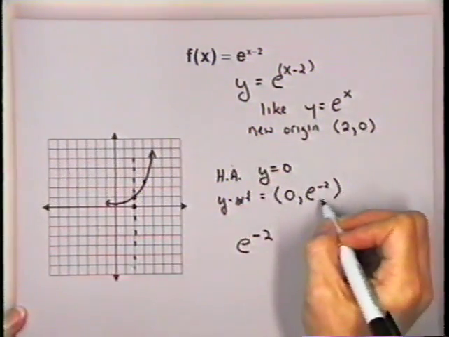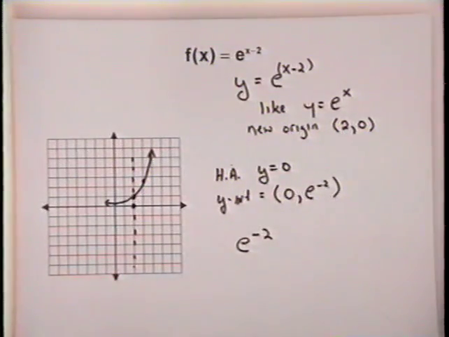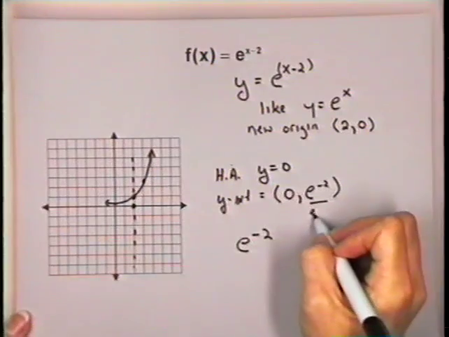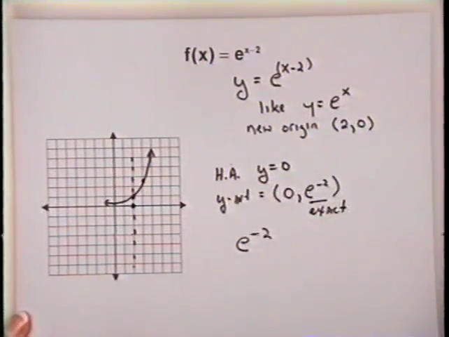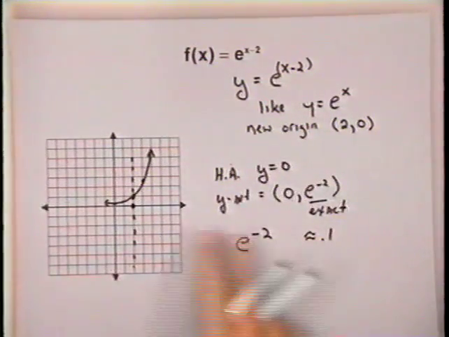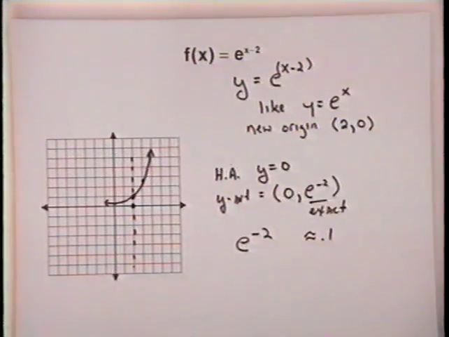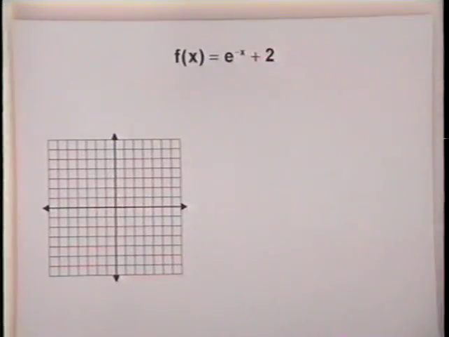Now you'll notice in my y-intercept, I went ahead and wrote e to the negative 2. Why did I do that? Because this is the exact value of where I'm crossing the y-axis. The approximate value was about 0.1, and so we use that just to check our location. I have one other graph that I would like for us to look at. f of x equals e to the negative x plus 2.